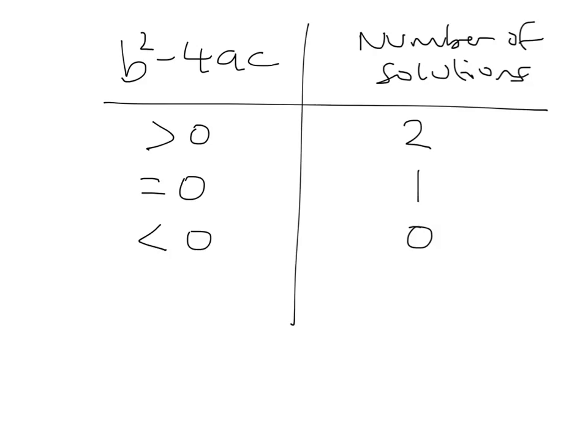So then we get this table. If b squared minus 4ac is positive, there's two solutions. If it's equal to 0, there's one solution, and if it's negative, there's no solutions.